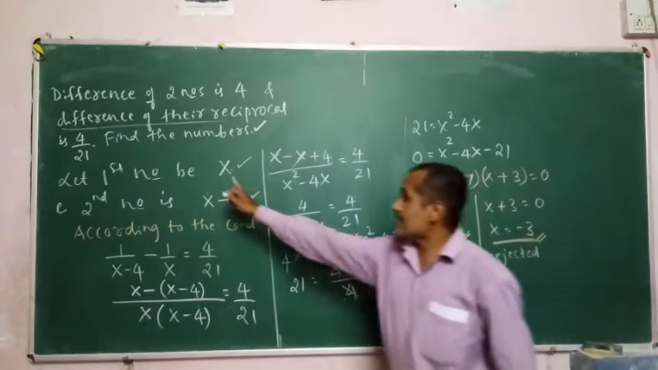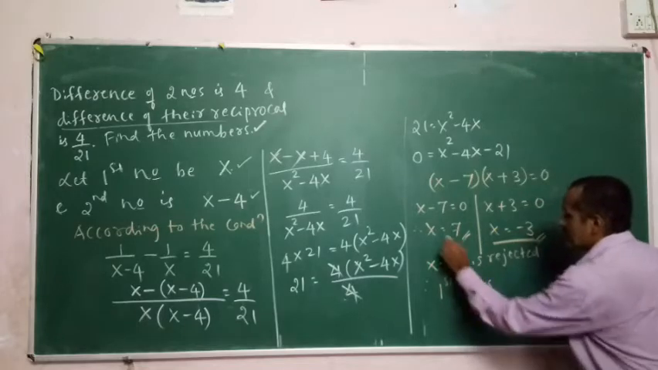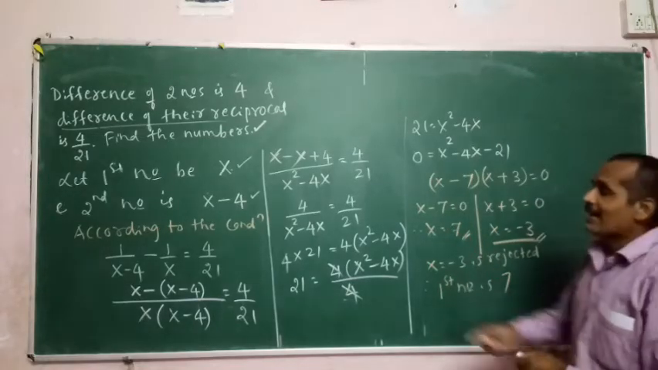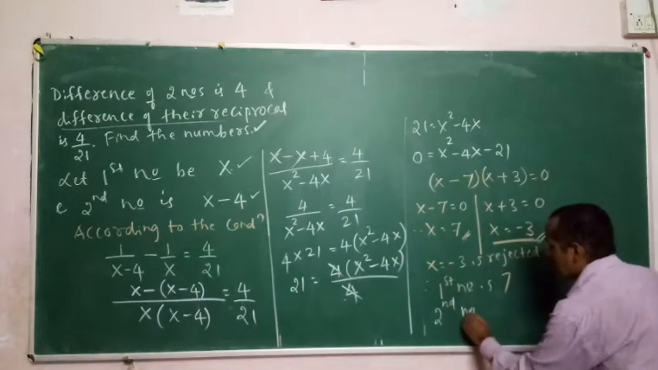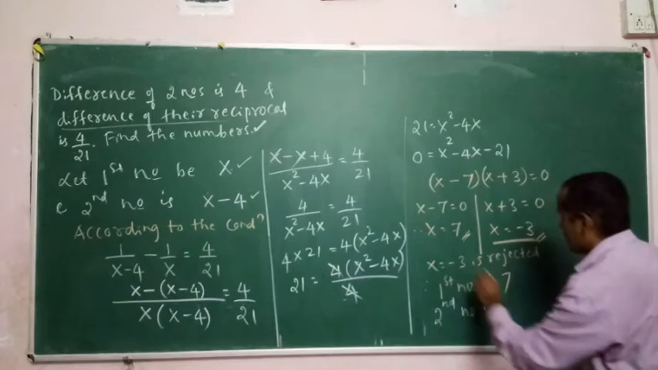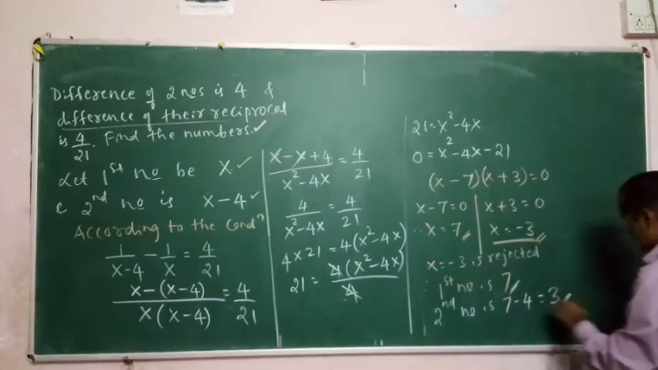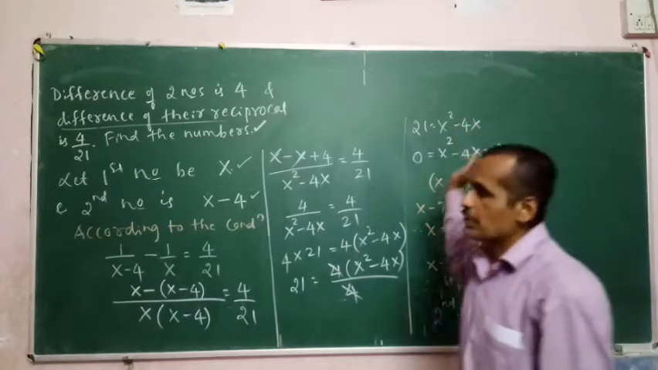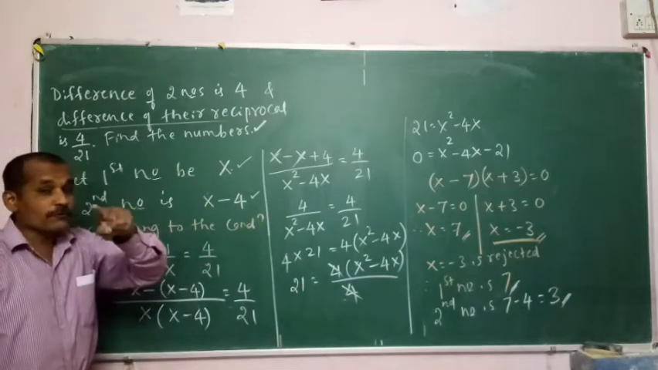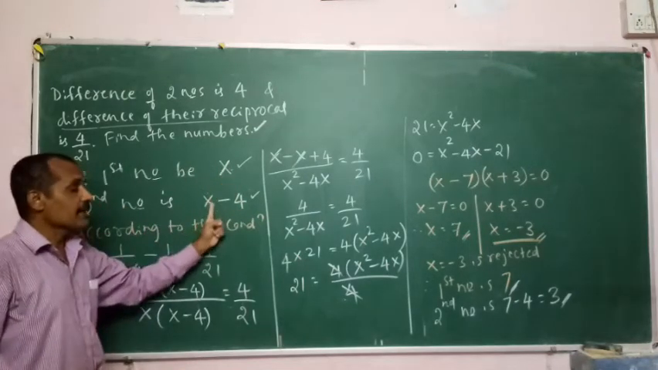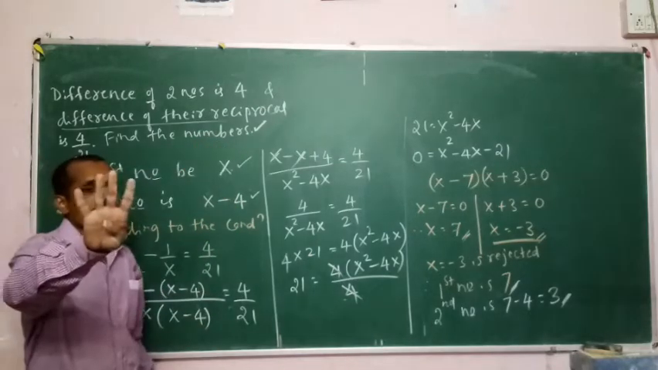Therefore, x, the first number is 7, and the second number is x minus 4. 7 minus 4, answer is 3. That is the end of the problem. Note it. So this is the very important part here. Difference of two numbers. First number is x, second number x minus 4. Because if you subtract these two, you are getting answer as 4.